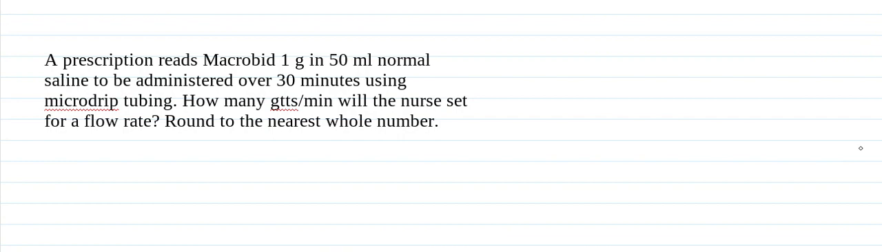All right. So our next problem says a prescription reads Macrobid 1 gram and 50 milliliters normal saline to be administered over 30 minutes using microdrip tubing. How many drops per minute will the nurse set for a flow rate? Round to the nearest whole number.